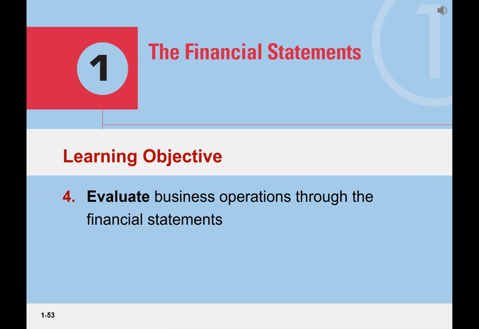So we were discussing chapter 1, and in our last discussion we talked about the business equation or accounting equation: assets is equal to liabilities plus owner's equity. We also did an illustration as well. So today we will talk about its fourth learning objective, that is, evaluate business operations through the financial statements. So let's talk about that.